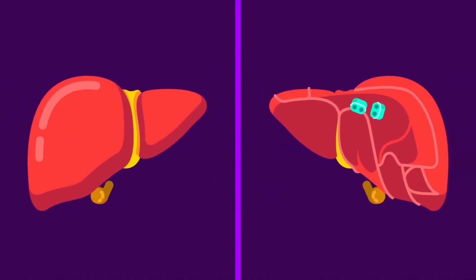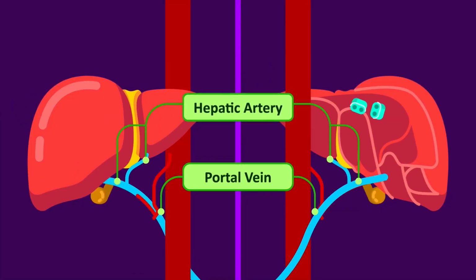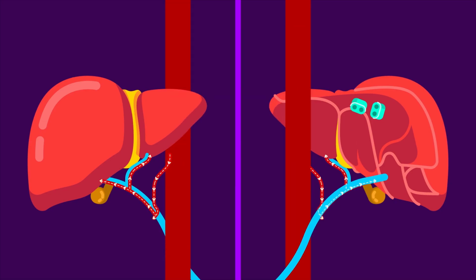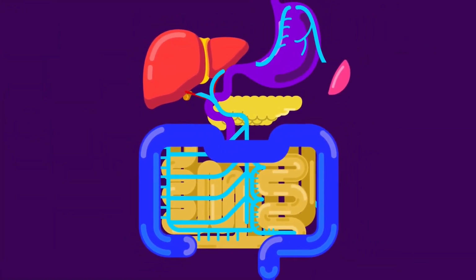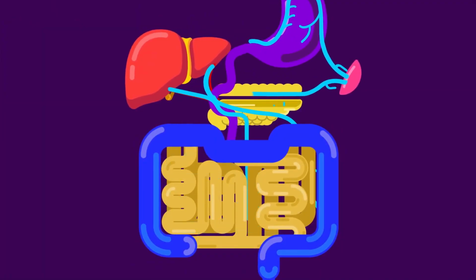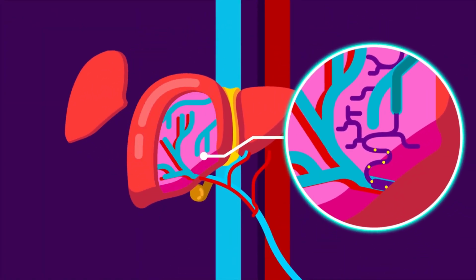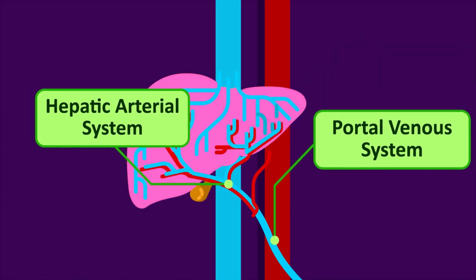The blood supply of the liver involves 2 major vessels, the portal vein and the hepatic artery. Hepatic tissue receives oxygenated blood via the hepatic artery, whilst the portal vein collects the deoxygenated blood from the gastrointestinal tract, spleen, and pancreas, filters it in the liver, eliminates toxins, and processes the nutrients absorbed from the gastrointestinal tract. Let's look at both systems one by one.